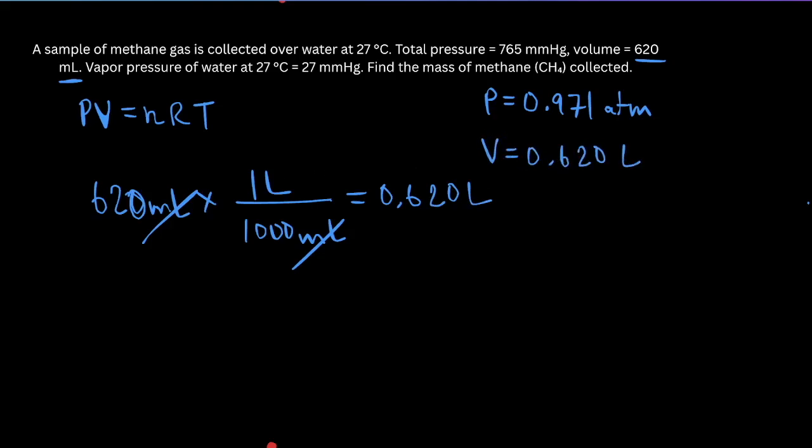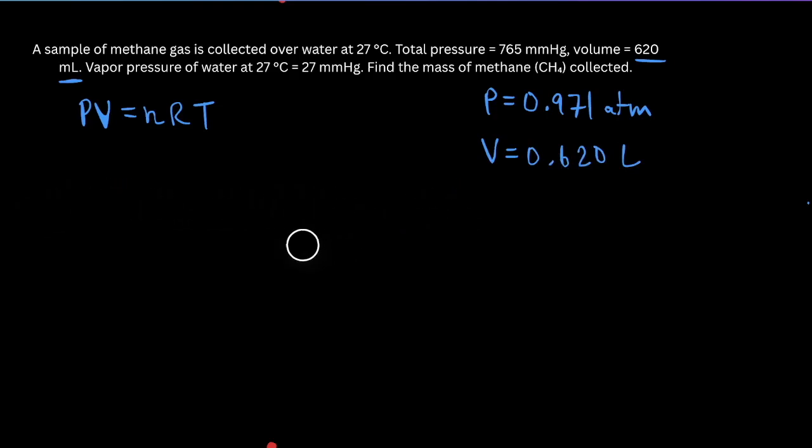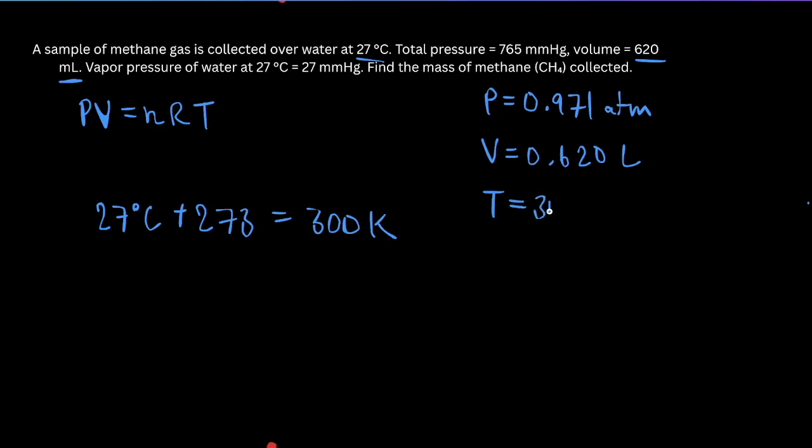All right, and now we need our temperature. Remember, the temperature is given to us as 27 degrees Celsius. We need that to be in Kelvin. So how do we convert from degrees Celsius to Kelvin? We just take our temperature in degrees Celsius and add 273 to it. That converts our temperature into Kelvin. So here we're dealing with 300 Kelvin. That is the temperature.